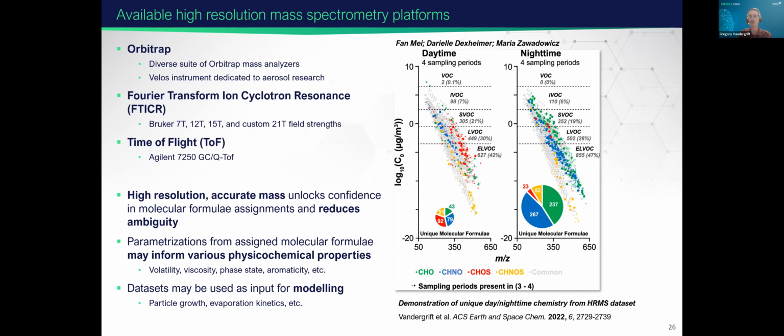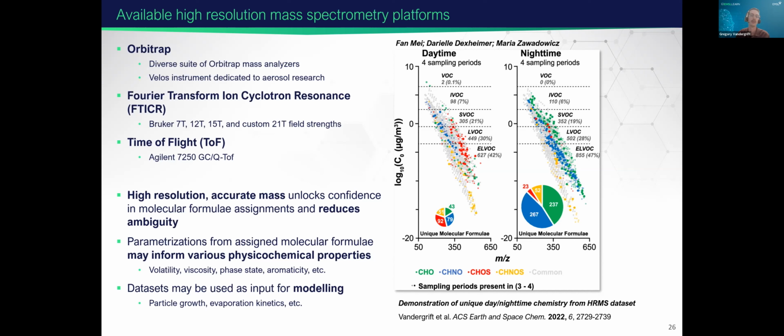So what can these high resolution mass spec platforms give us? Specifically, the high resolution and accurate mass from these platforms allows us to have confidence in the assigned molecular formulae. The higher mass resolving power we have, the more we can reduce our ambiguity in the molecular formulae that we assign to these peaks. And once we have these assigned molecular formulae, there's a lot of different things we can do with them to inform atmospheric research questions, such as we can do these parametrizations to inform a volatility distribution. We can inform the viscosity of the constituent compounds, things like phase state, aromaticity, etc.